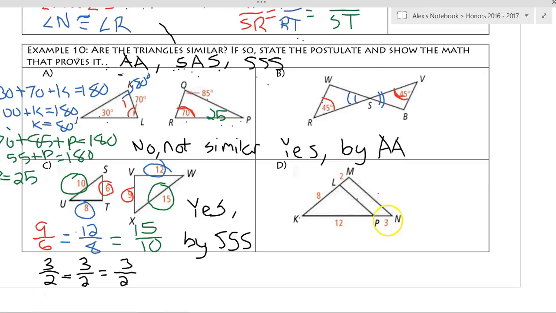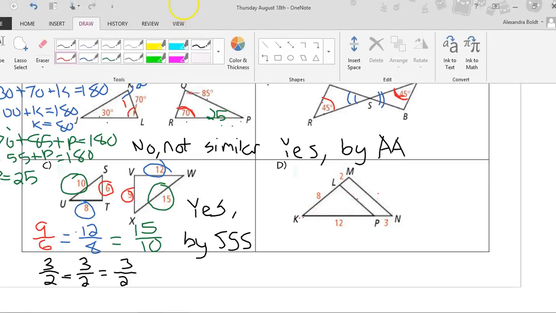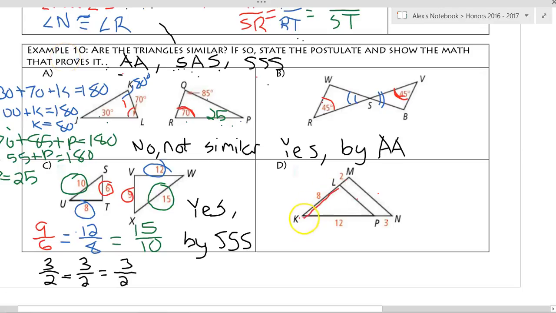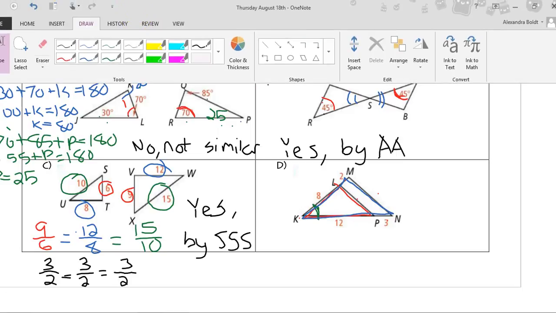Well, I know that I have these 2 sides, but what angle do they have in common? Well, if I look at my 2 triangles, I have LKP, and I have MKN. Well, if you look, they both are using that angle K. So that's actually the angle that's congruent, because they have the same angle. That has to be equal to each other. So they're both using that angle K. So there's your angle. So now all I have to do is check if my sides are proportional.